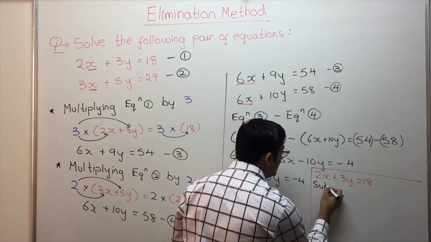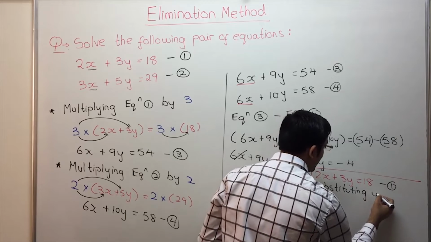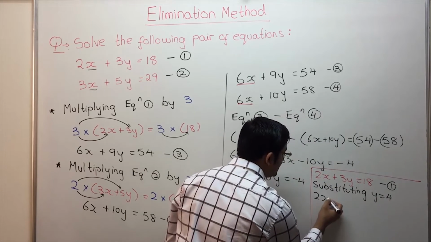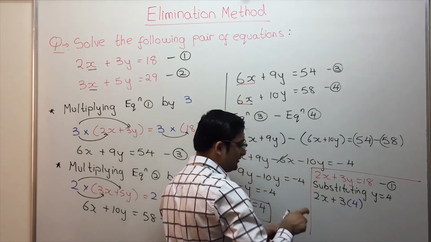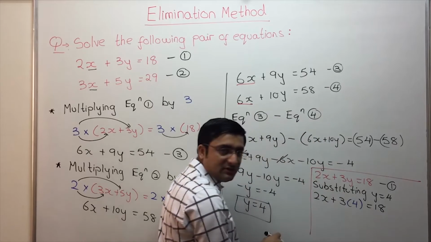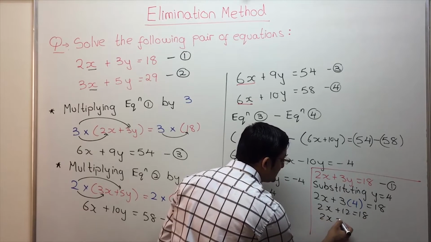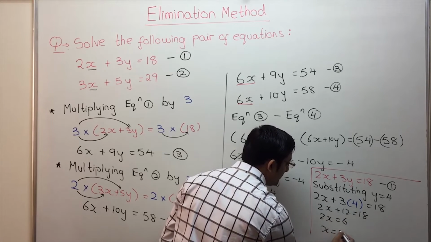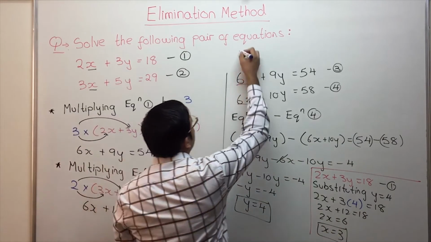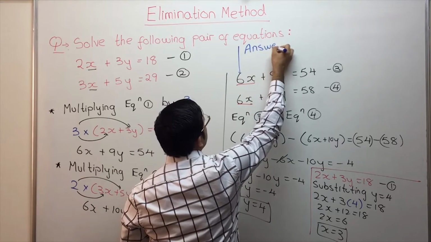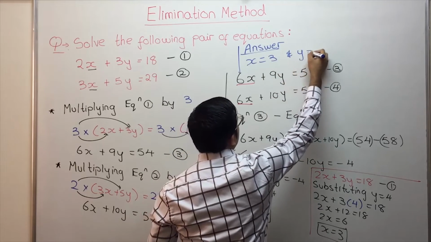So you can write over here, substituting, this is equation number 1. So substituting y is equal to 4, we have 2x plus 3 into y. What is the value of y? 4. So 3 into y is equal to 18. So see, linear equation in one variable, solve. 2x plus 12 is equal to 18. So from here we get 2x is 18 minus 12, 6. So x is equal to 3. So the answer is x is equal to 3 and y is equal to 4. So write it over here. Answer is x is equal to 3 and y is equal to 4.